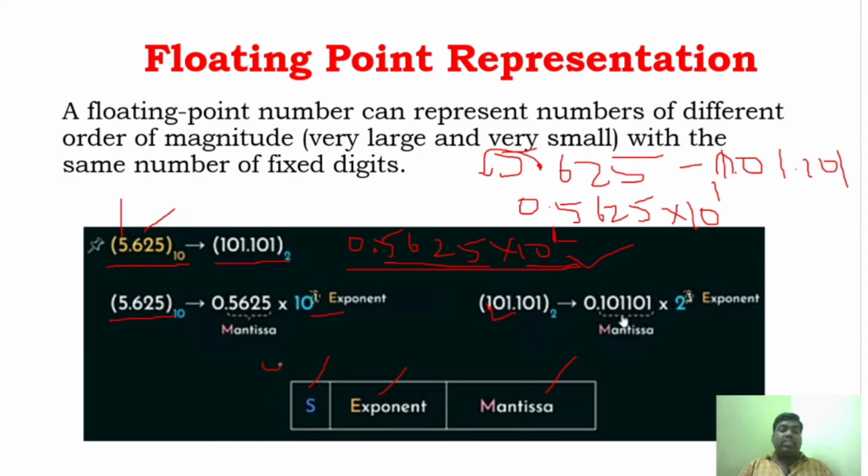Sign bit will be either 0 or 1. If it is 0, then it is positive. So here it is a positive number. And what is the exponent here? The exponent is 10 to the power of 1. As of now, you just understand what the exponent, sign, and mantissa are. The mantissa is this fractional part, 5.625. So this is the floating point representation. You have a sign bit, an exponent, and a mantissa. So far clear?